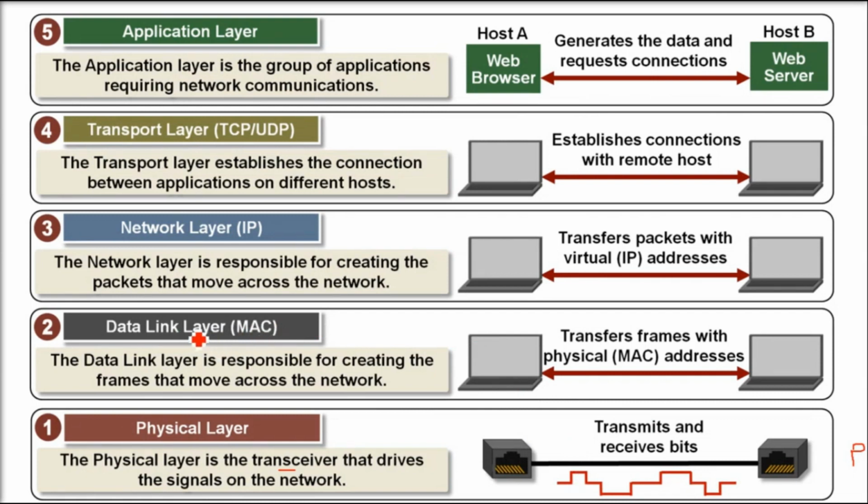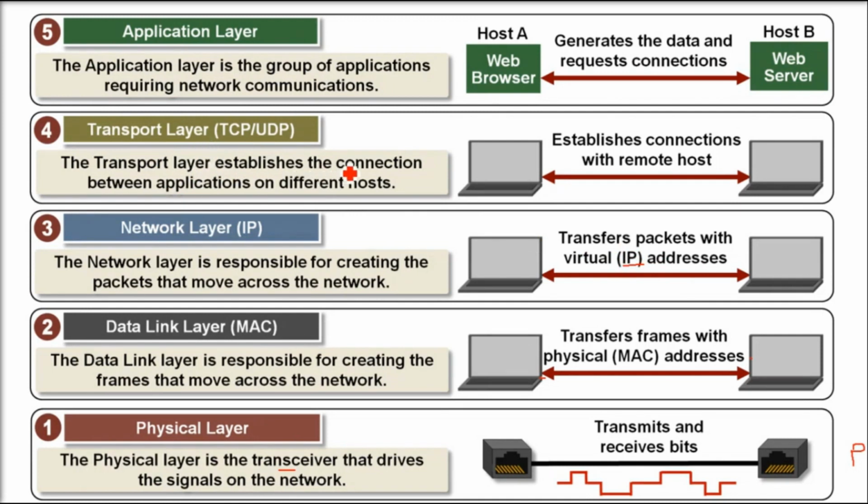Then coming to MAC, the data link layer. I'm taking 5 layers; there are 4 layers also. Here the data link layer is responsible for creating the frames. It transfers frames with physical MAC addresses. Every system has a proper physical address unique to it. Network layer: the network layer is responsible for creating the packets. And as I said, there has to be a logical address, because to identify a computer on the whole globe, you cannot know the physical number. You need to know the logical address. So it transfers packets with virtual IP addresses.